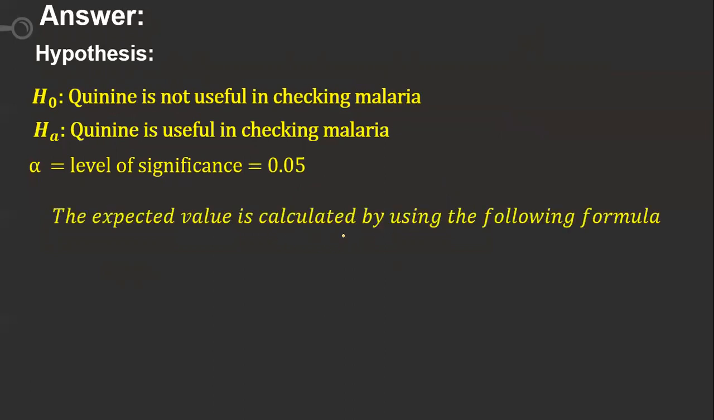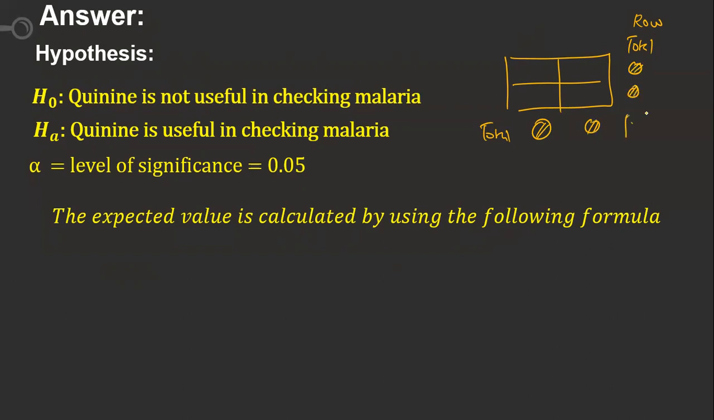See, the expected value is calculated by the following formula. Imagine that I'm having a contingency table like this, 2 rows and 2 columns. I'm having a total here; this is called the row total. I'm having the column; this is called the column total here. Column total will be here, row total will be here. Now this square I'm putting is called the grand total. We have to keep it in mind.